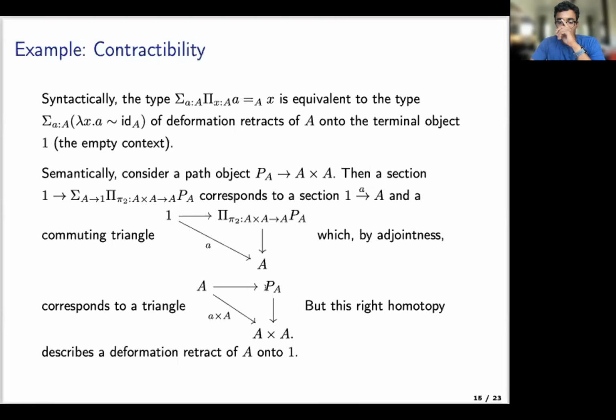So if you think about topological spaces, this thing is a map from A into paths in A, and the two endpoints of the path that's being drawn give you the two functions from A to A. One is just the constant function on A, and the other is the function that's the identity. The constant function on little a. Maybe I should have called it something else. And this is just a deformation retract of A onto 1. Does that make sense? So going from syntax to semantics via the identity types as path objects interpretation.